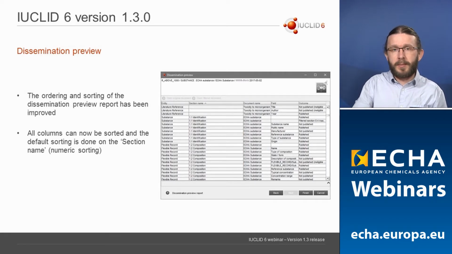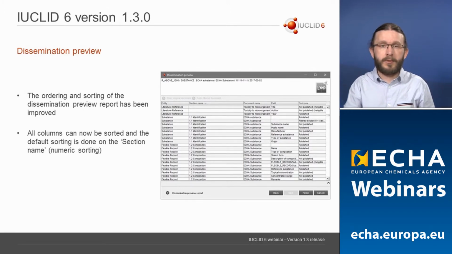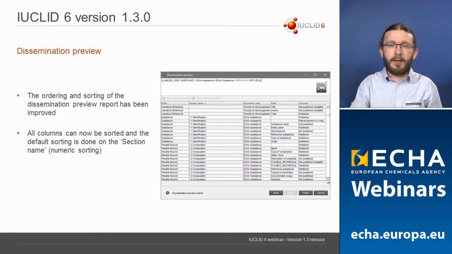The next point is about the dissemination preview. The dissemination preview is a tool in Euclid that allows you to select a dossier and filter the confidential content to have an idea of what will be, for example, made publicly available on the ECHA website after the submission of a registration dossier. So by using the dissemination preview, you will have access to a filtered dossier that will contain only the public information, and the tool will provide you with a dissemination report.